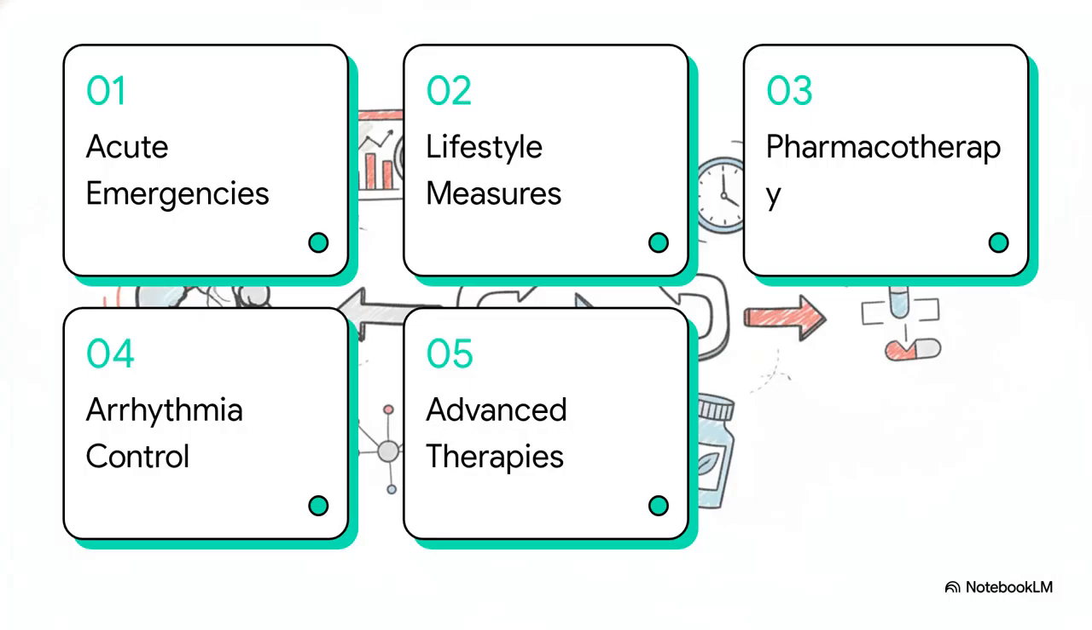Okay, so here's our roadmap for this structured clinical protocol. We'll be covering 1. Acute emergencies, 2. Lifestyle measures, 3. Pharmacotherapy, 4. Arrhythmia control, and finally, 5. Advanced therapies. Let's dive right in.